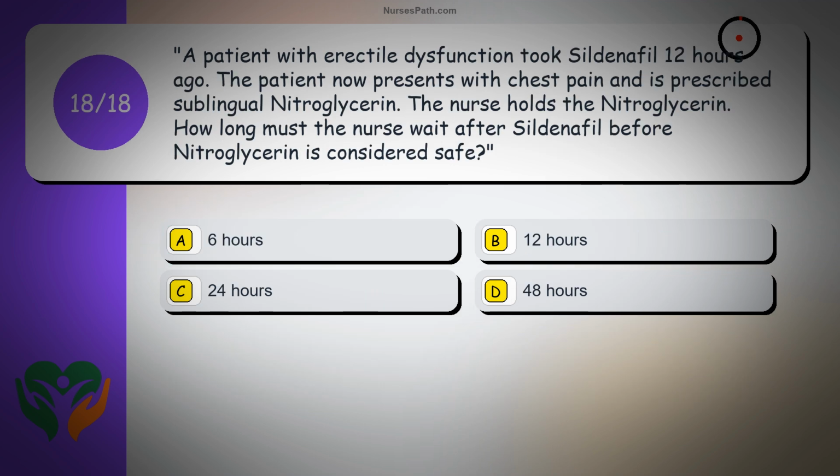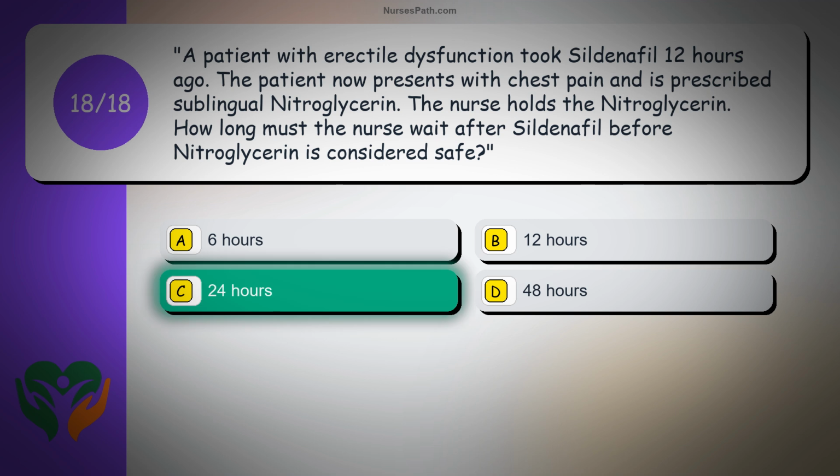Question 18. A patient with erectile dysfunction took sildenafil 12 hours ago. The patient now presents with chest pain and is prescribed sublingual nitroglycerin. The nurse holds the nitroglycerin. How long must the nurse wait after sildenafil before nitroglycerin is considered safe? Option A, 6 hours. Option B, 12 hours. Option C, 24 hours. Option D, 48 hours.